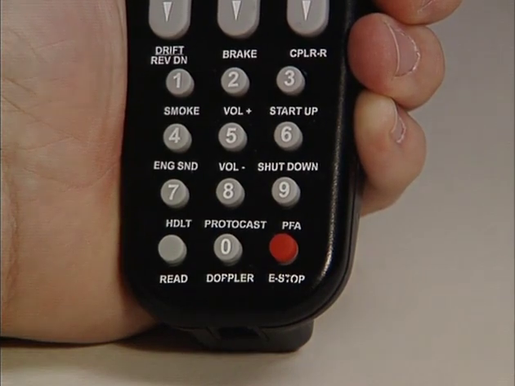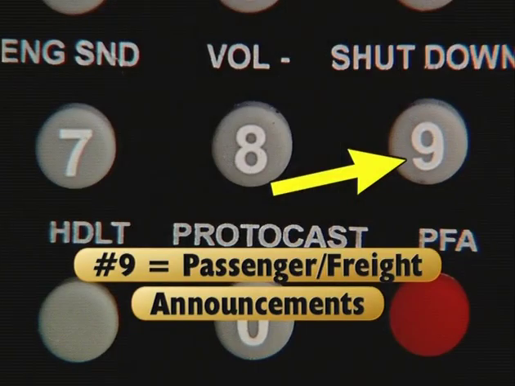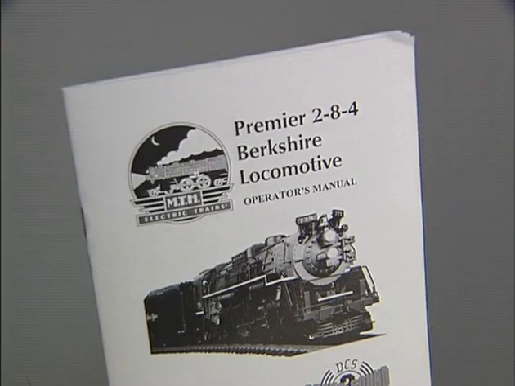When in command mode, you can stop the PFAs at any time by pushing the PFA button again. Check your locomotive's instruction book to learn more about how you can use the direction button to cycle through the PFA feature.